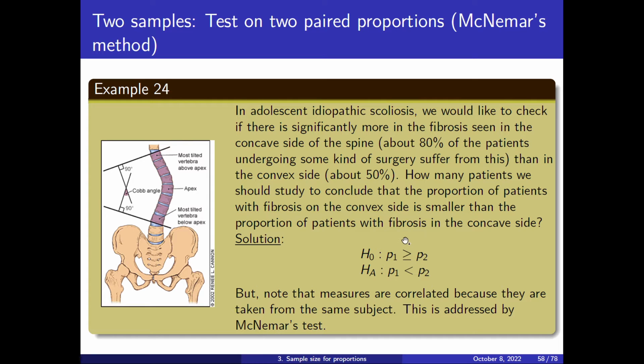But both measurements are coming from the same subject. So for each subject, we analyze whether he or she has fibrosis on one side and not on the other. So these two measurements are not independent, and these paired proportions are analyzed with McNemar's test.